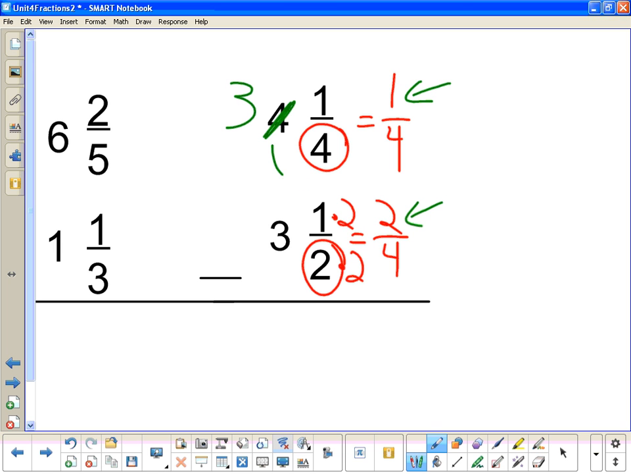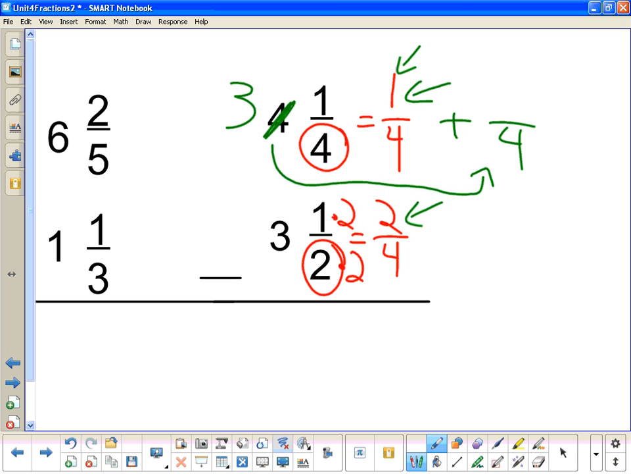That 1 that I borrowed is going to be coming over to help my top numerator get a little bit bigger. So I'm going to be adding on that whole as a fraction. And the easiest denominator to use would be fourths, because we don't want to have to find another LCD. That would be pointless. So let's make it easy and make it fourths.